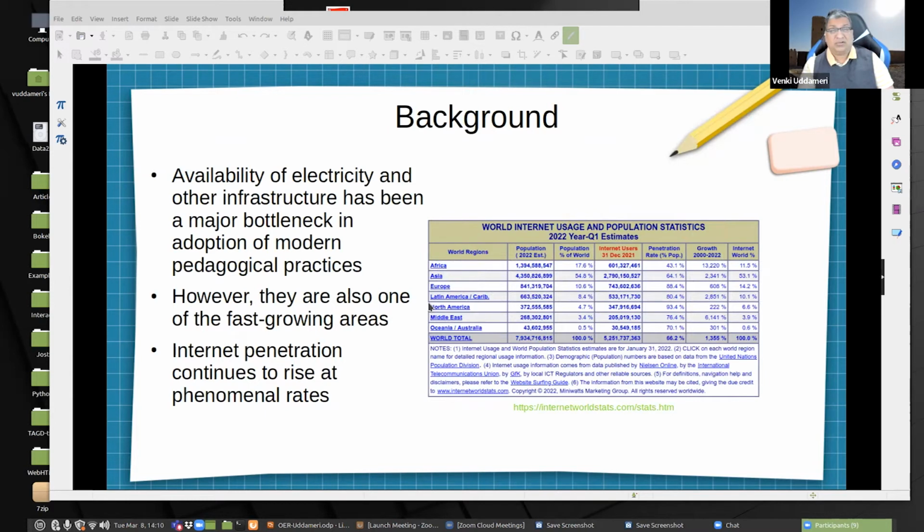So while there are many challenges associated with this, one thing that has been very positive has been the penetration of internet. If you look at different continents between 2000 and 2022, the internet penetration in Africa went up by 13,220%.